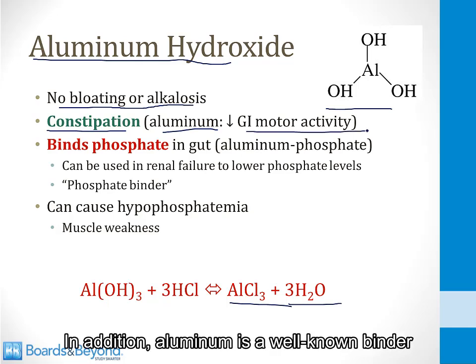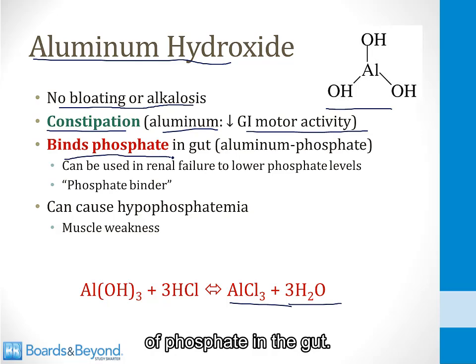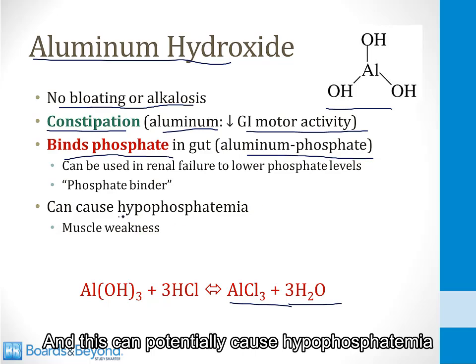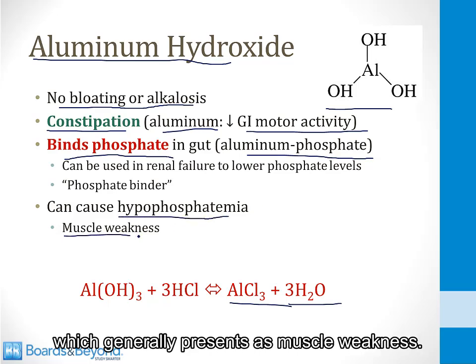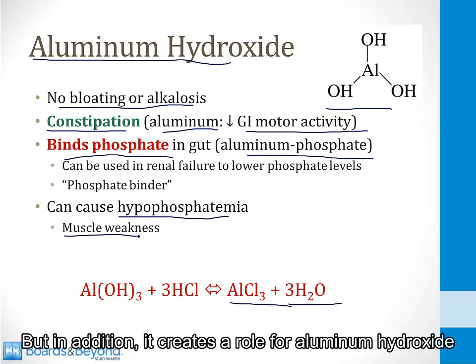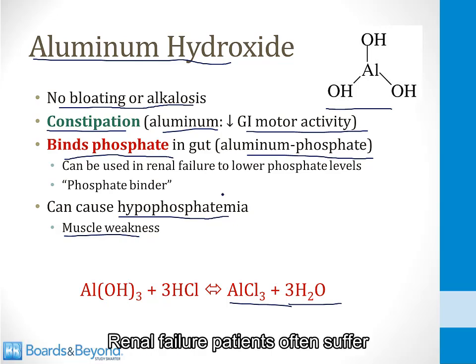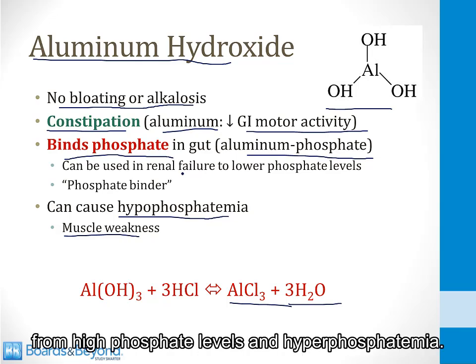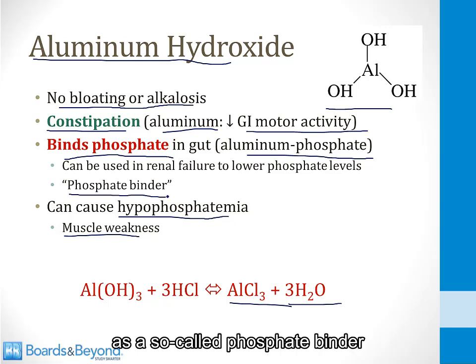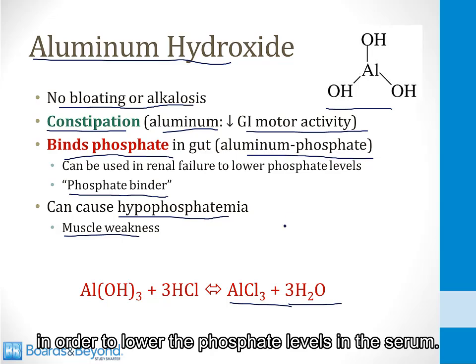In addition, aluminum is a well-known binder of phosphate in the gut. It forms aluminum phosphate complexes, and this can potentially cause hypophosphatemia, which generally presents as muscle weakness. You would have to take a lot of aluminum hydroxide for this to happen. But in addition, it creates a role for aluminum hydroxide in renal failure patients. Renal failure patients often suffer from high phosphate levels and hyperphosphatemia, so they can be administered aluminum hydroxide as a so-called phosphate binder in order to lower the phosphate levels in the serum.